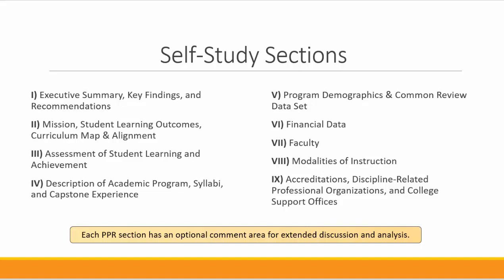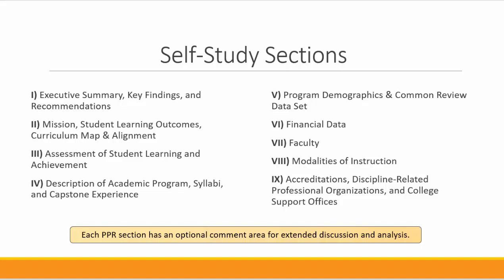This is video number 2 out of 4 for the PPR orientation for academic programs. This video is going to cover the outline of the self-study sections for PPR, sections 1, 2, 3, and 4. These are the programs that should be most focused on coming from the academic program rather than from necessarily other organizations or parts of the college.